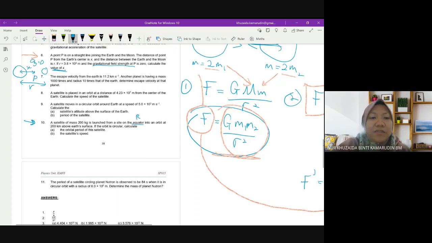Okay, alright, so going back to earlier, we have the mass of satellite 200 kg. Then into an orbit at 200 km above the Earth's surface. So it means you have the Earth, then you release the satellite until its distance from the Earth's surface is 200 km. Okay, so if the orbit is circular, calculate the orbital period of the satellite. So we will use the equation, you see the period here. So T equals 2 pi surd R cube over GM. So this is the equation, right?